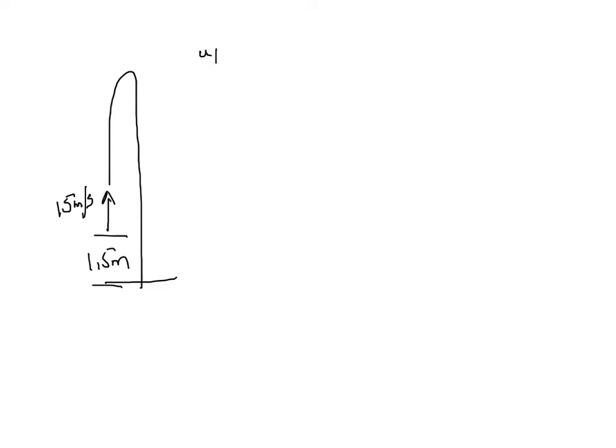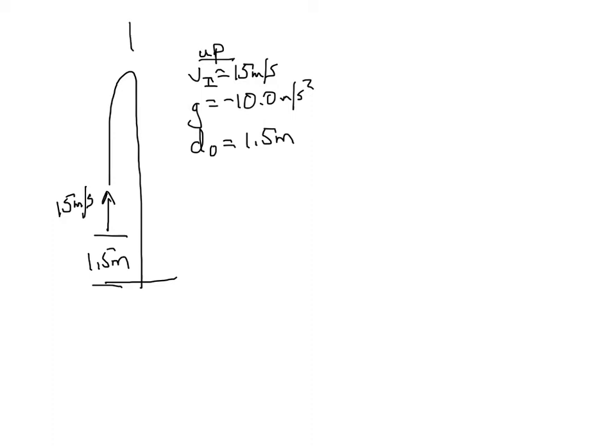So let's talk about what we know about the way up for this object. We know the initial velocity is 15 meters per second. We know that g is going to be slowing me down, so it's going to be negative 10 meters per second squared. We know the initial height, or d0, for this object is 1.5 meters off the ground. And because everything, when it gets to the very peak up here, is traveling with a velocity of 0 meters per second, I know that the final velocity on the way up is 0.